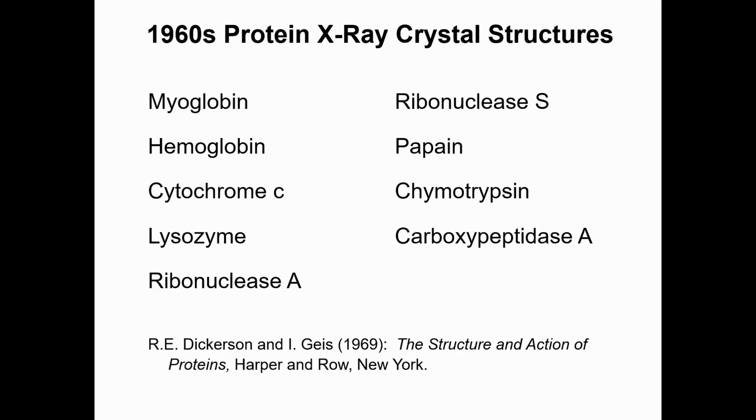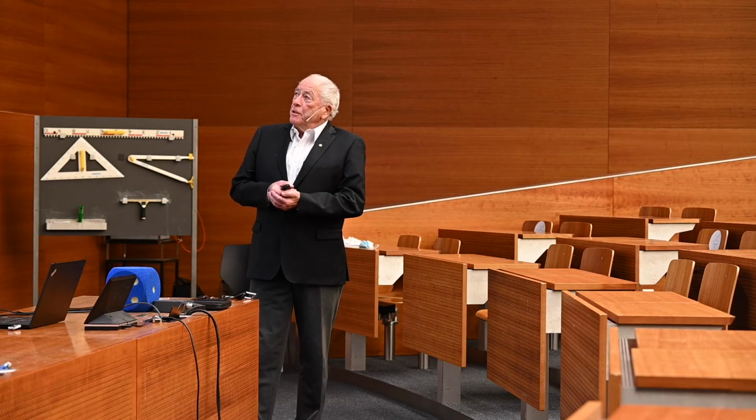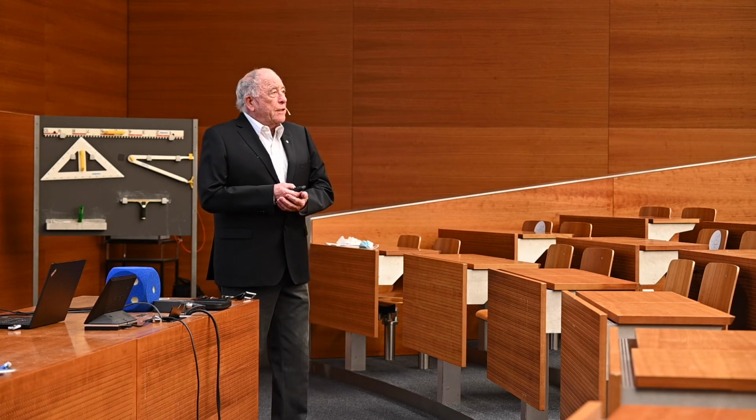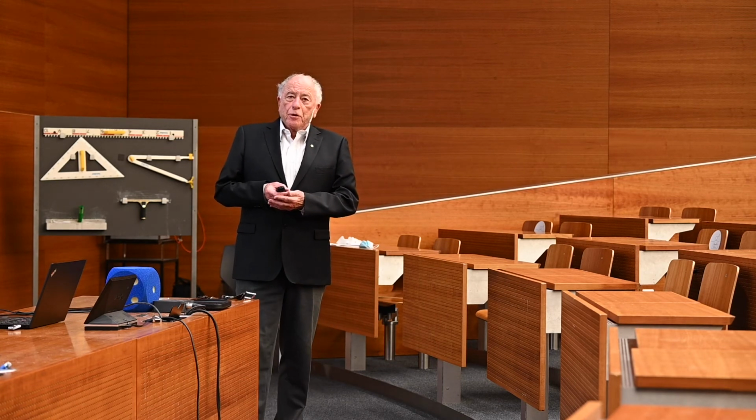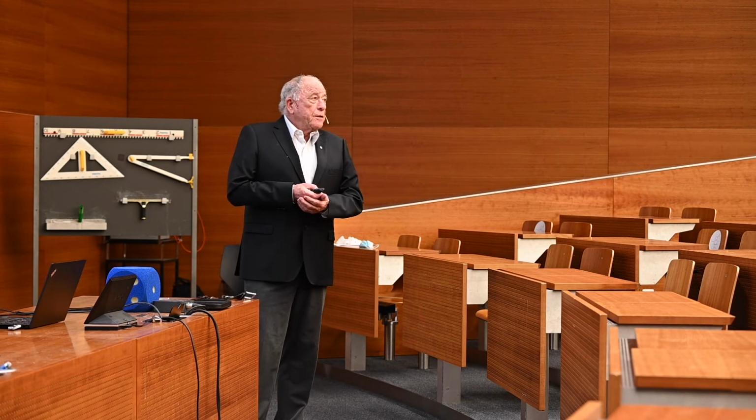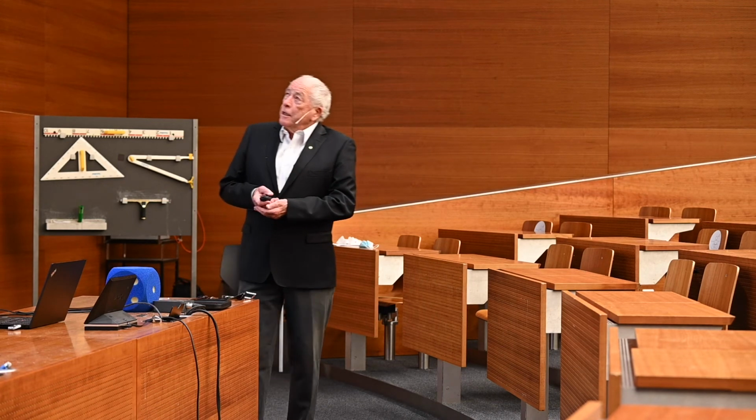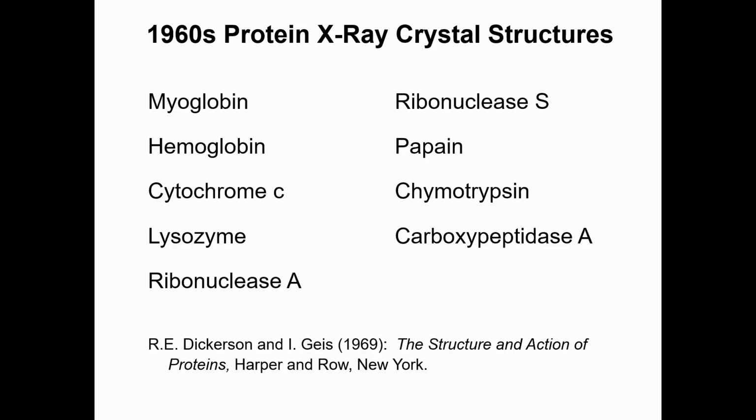And at the end of the 1960s, there were exactly 9 different proteins of which the crystal structure has been determined. This is an unusually small development given that successful crystallography had been described 10 years earlier. Now, these 9 proteins were myoglobin, hemoglobin, cytochrome C, lysozyme, ribonuclease A, ribonuclease S, papain, chymotrypsin, and carboxypeptidase A.